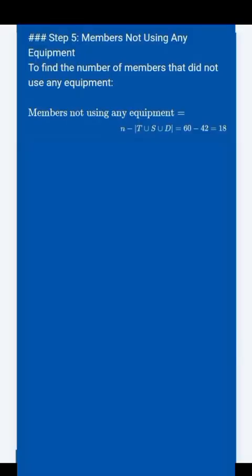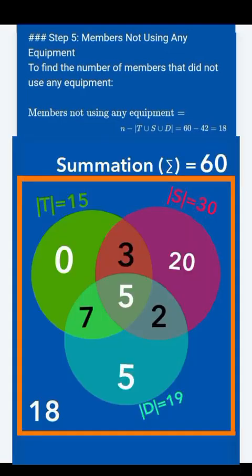Then the last step before presenting it on the Venn diagram was to calculate the number of members that did not use any equipment, the number of union complement. So we just get the total number, the summation, which was 60, then minus the union, which is 42. Remember, that is the answer that we got, and we get 18 members that did not use any equipment. Then from there you can present it on the Venn diagram as you are seeing on the screen.